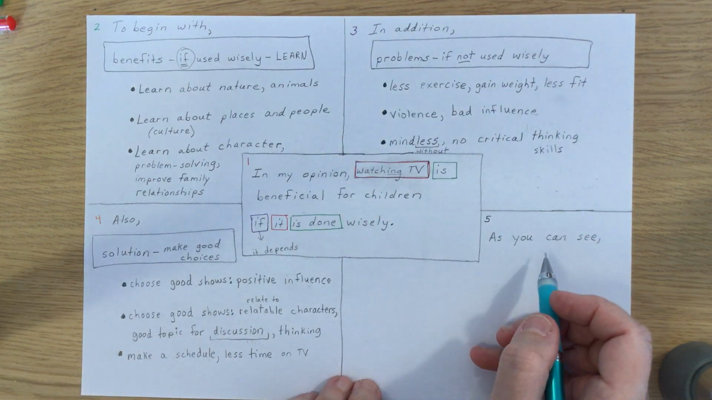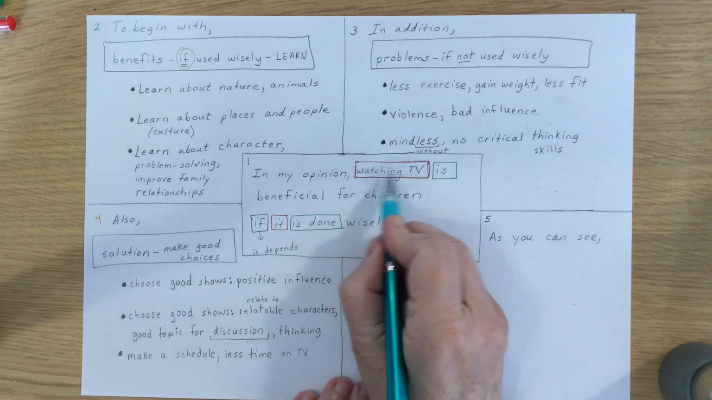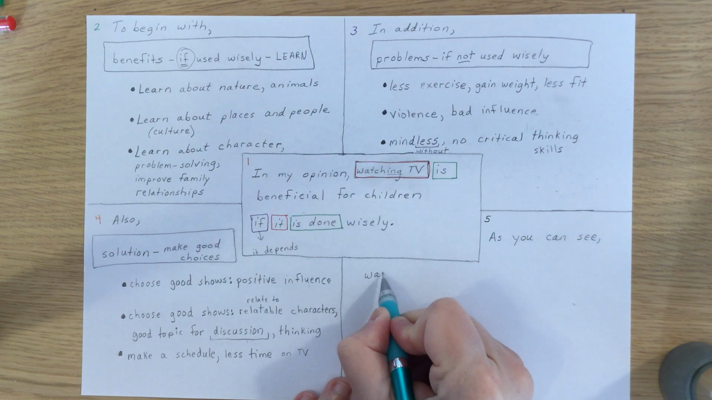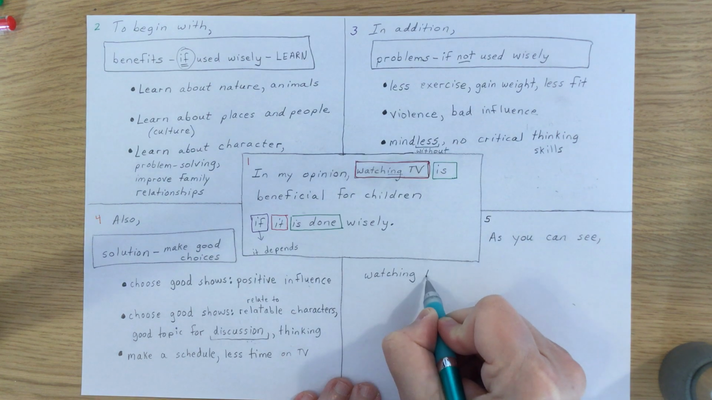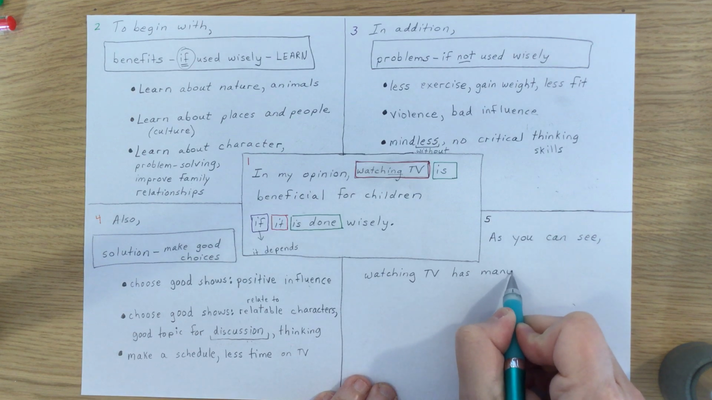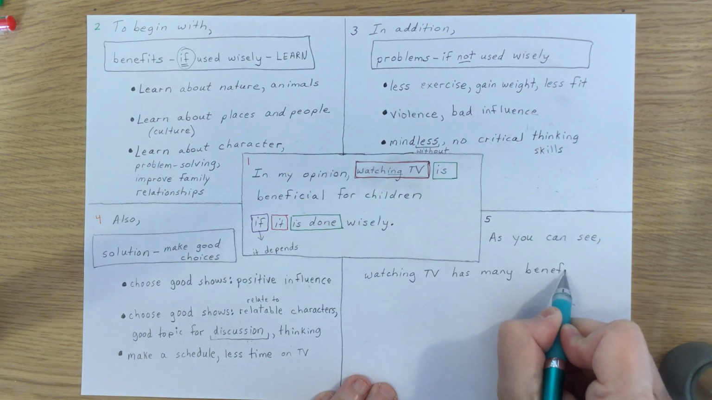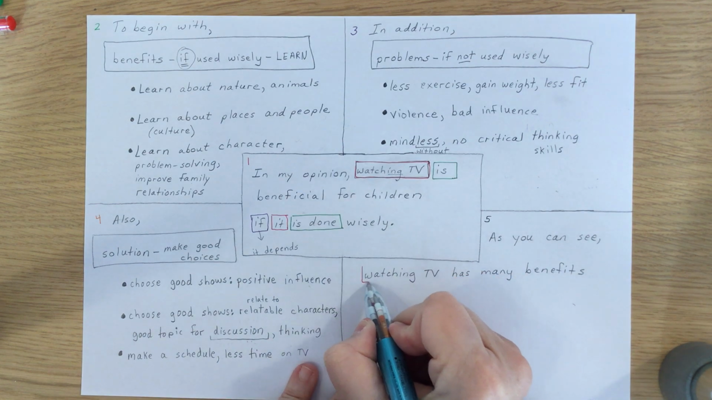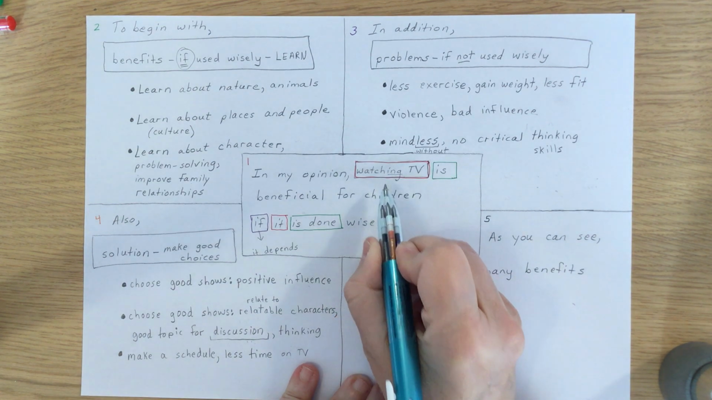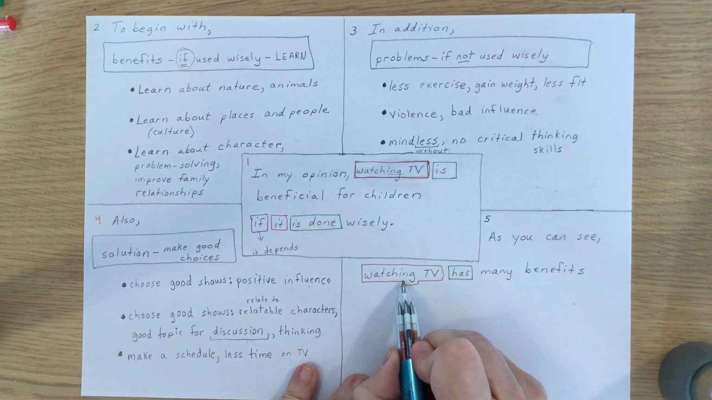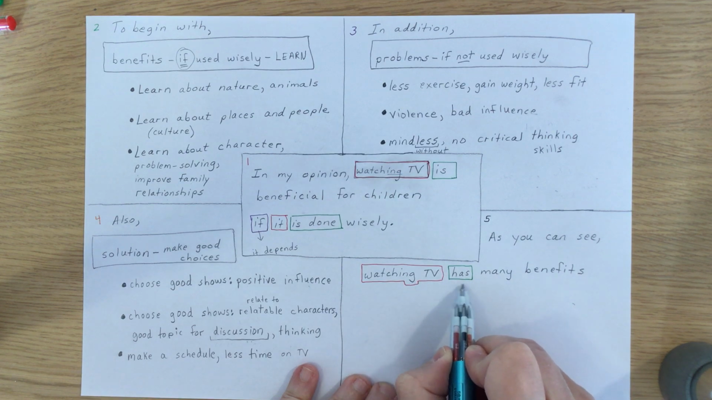So what I said for my solution is, I kept my same main idea, subject, and I said watching TV. And then I said has many benefits. And here you can see that my subject is this gerund phrase, the same one I used here. For my verb, I said has. Okay, this is singular, so this is has, not have. We don't say watching TV have, it's has.